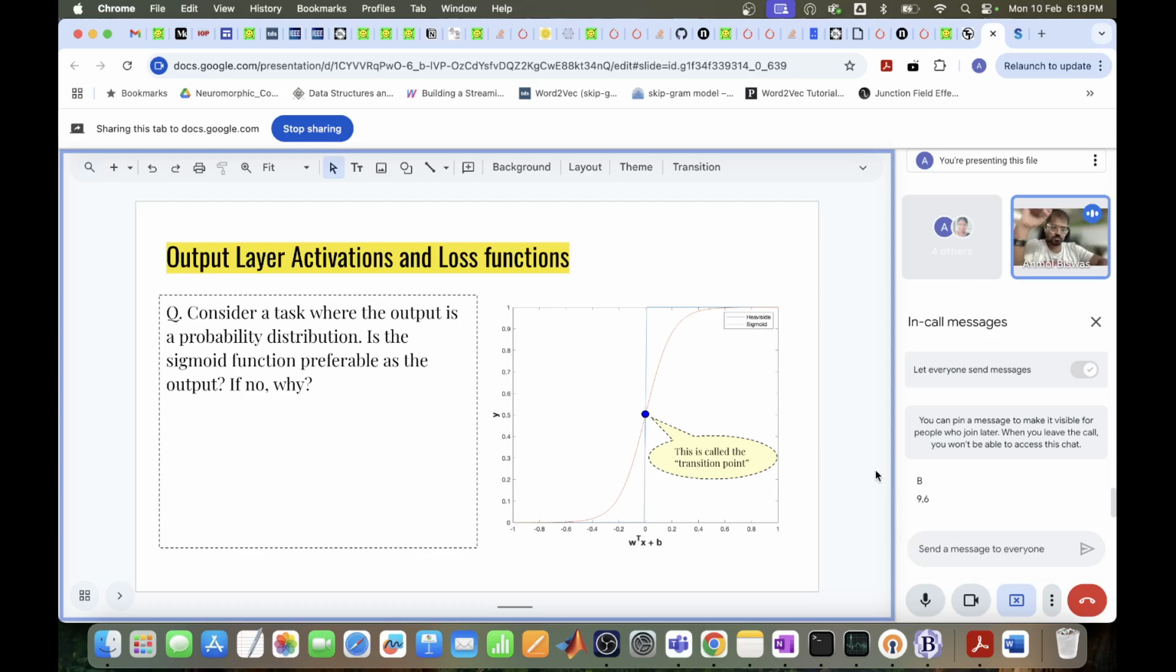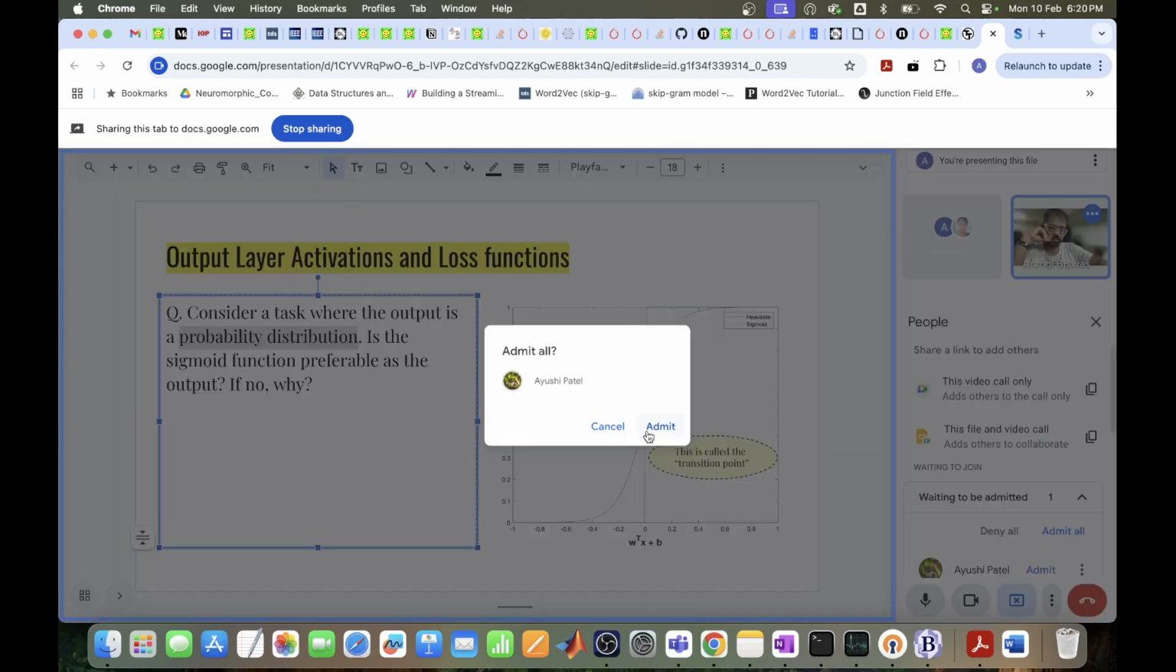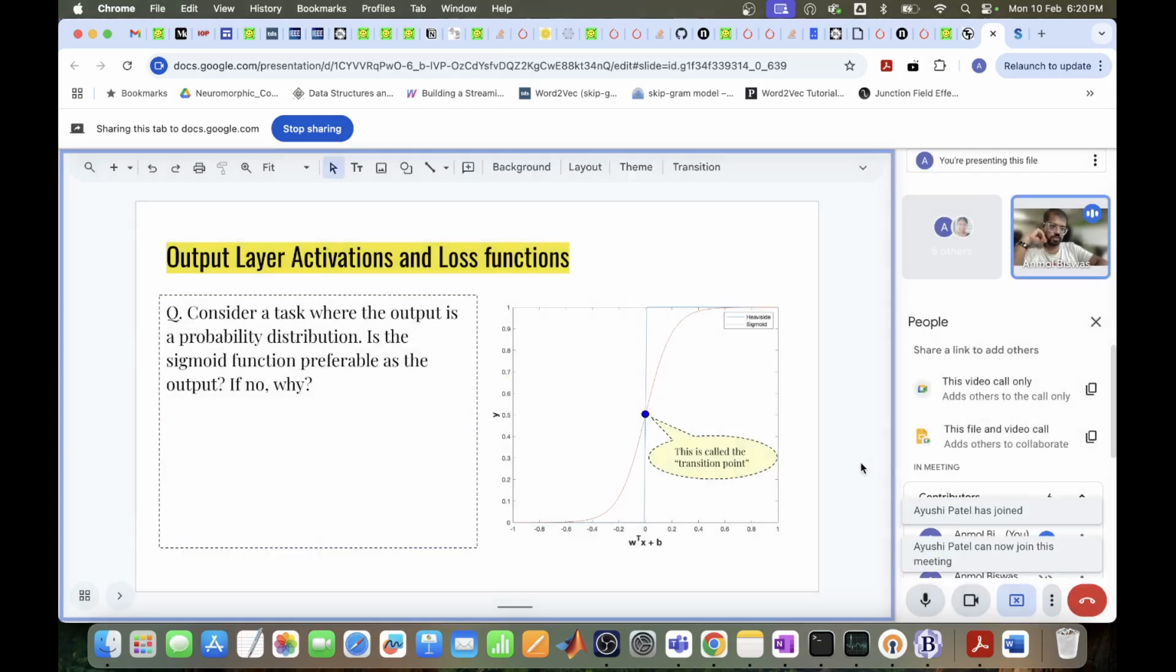Okay, so I will just explain the answer and the solution for this problem. The given question is, consider a task where the output is a probability distribution function. We have to keep in mind the properties of a probability distribution function. The important point is that probability distribution functions have two important properties.